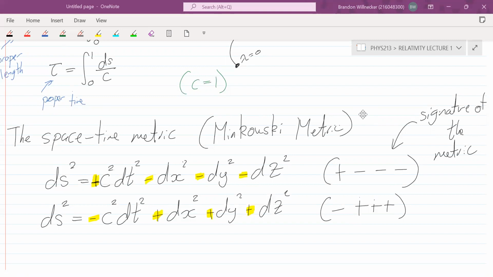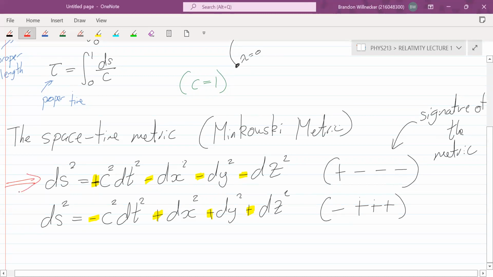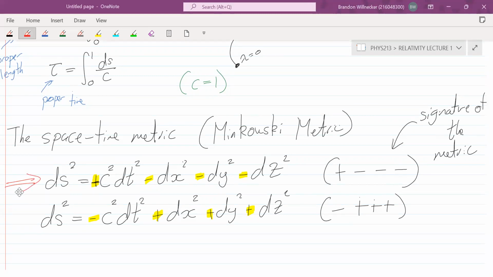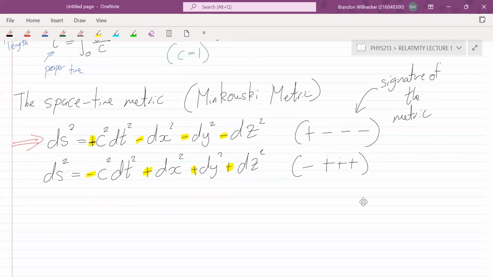You might see online, like Wikipedia, or in textbooks or other places, them using a different metric, either the first one or the second one. It doesn't matter which one you use, as long as you stick to that convention. But for our purposes, we're going to be using this first one over here. That's going to give us our metric. Feel free to use the other one, but just remember where the minuses and pluses go. You don't want to be swapping between metrics during a calculation, because then you're going to get things wrong.